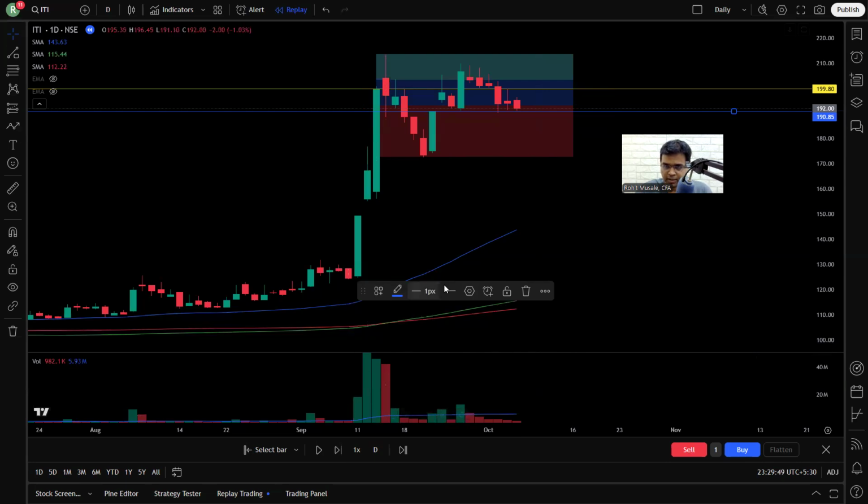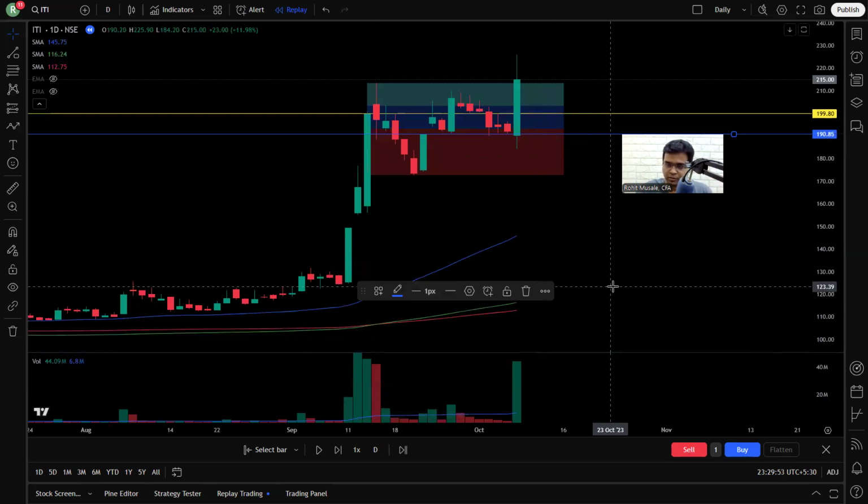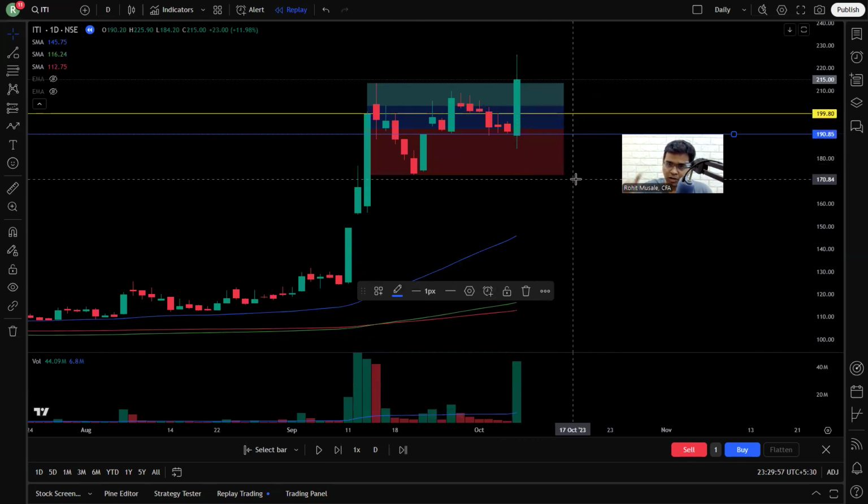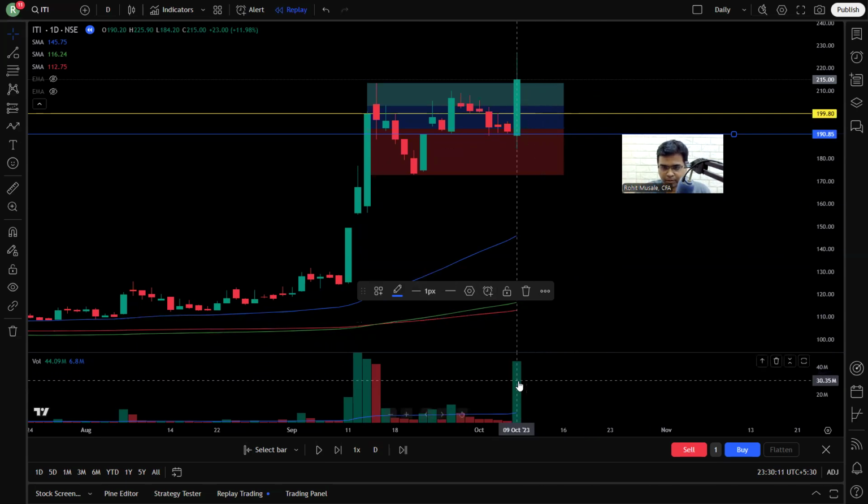Have a look at this. I will move it one candle forward. Have a look at this breakout. In a single candle, the stock closed above the entire base. It went from red zone to blue zone to green zone and finally closed above the base. For that to happen, you need extraordinary volume. Have a look at this volume. This is 44 million shares traded. And by the way, this is ITI stock.